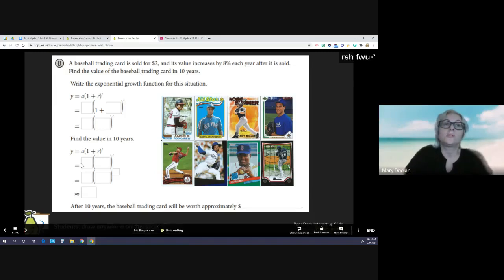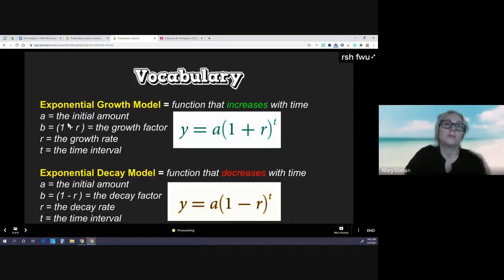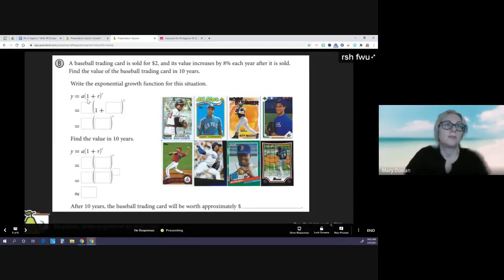So we're going to use the function for exponential growth, y equals a times 1 plus r to the t power. So that's what we have written here, y equals a times 1 plus r to the t power. And then we're going to plug in the values we need. So first, we're going to write the growth function, and we're going to leave the variable t as t. And then after, we'll plug in the value of t, which is 10 years, here to evaluate it at 10 years to find out how much it'd be worth approximately.